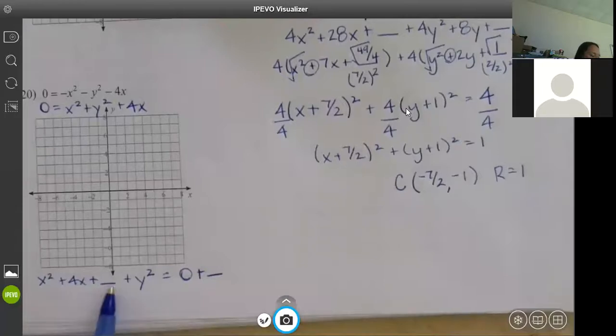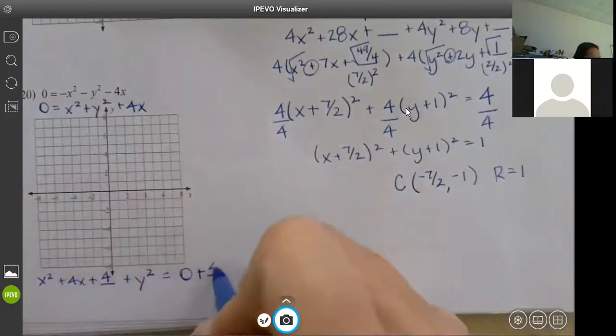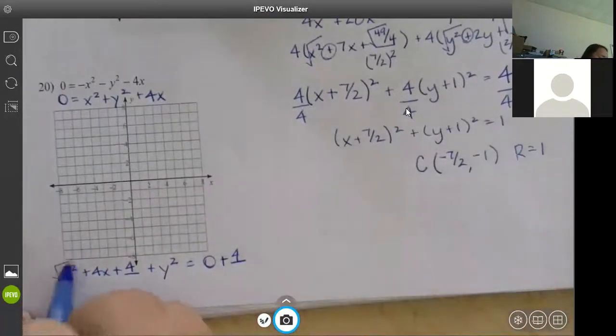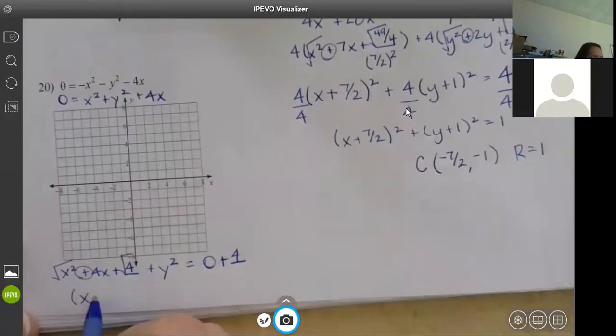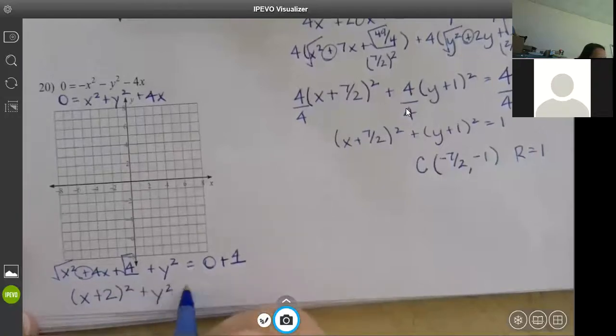How do I get this blank filled in? 4 divided by 2 squared is 4. My new equation, square root, sign, square root. What is it? x plus 2 squared. I didn't do anything to the y squared. And 0 plus 4 is 4.